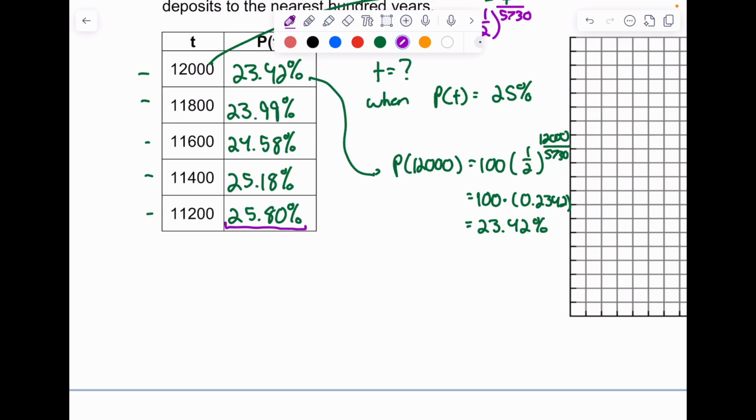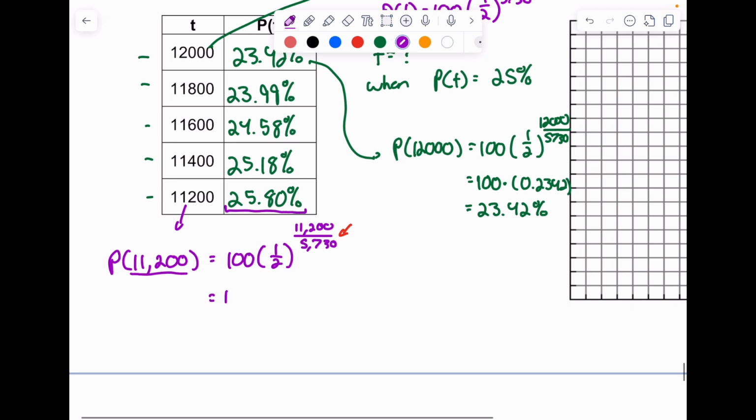All right, so just so you're seeing it one other time, how I got this number right here. Again, it's because I took my formula, P, and I was measuring it at 11,200. So I took my 100. I was then multiplying that by a half, which was put to the exponent of 11,200, the number I'm evaluating at. And I divided it by 5730. So I did this exponent first.